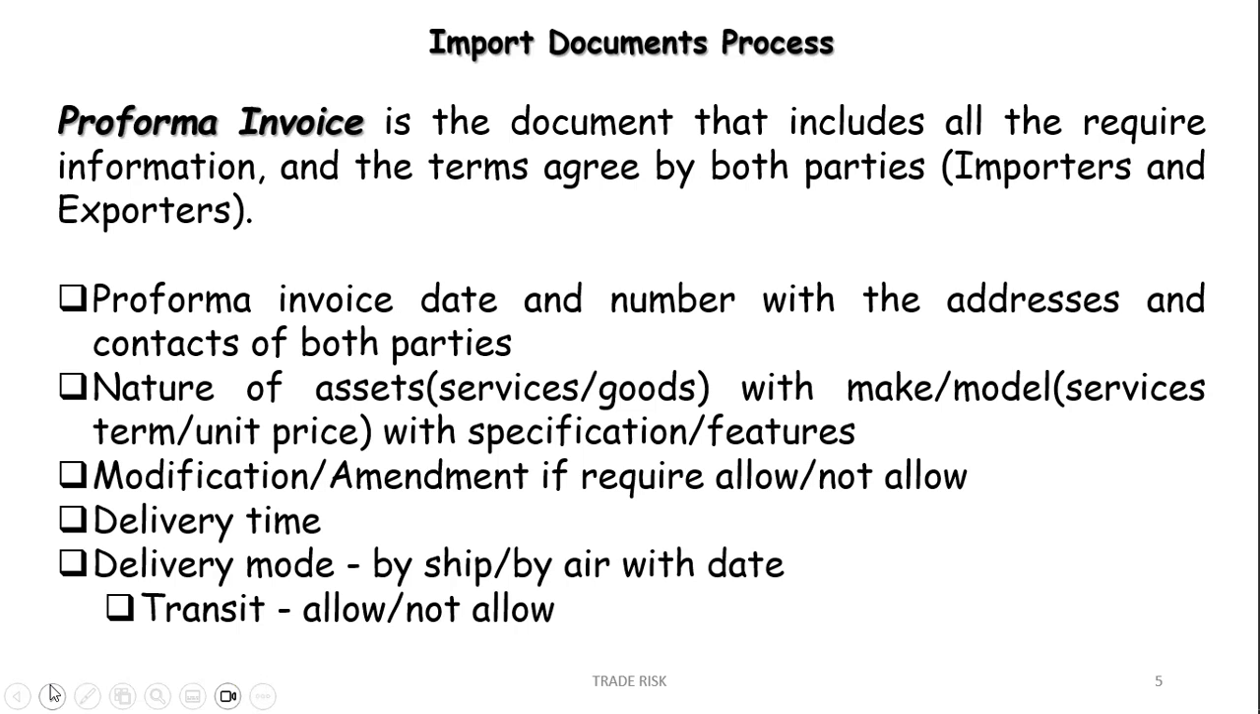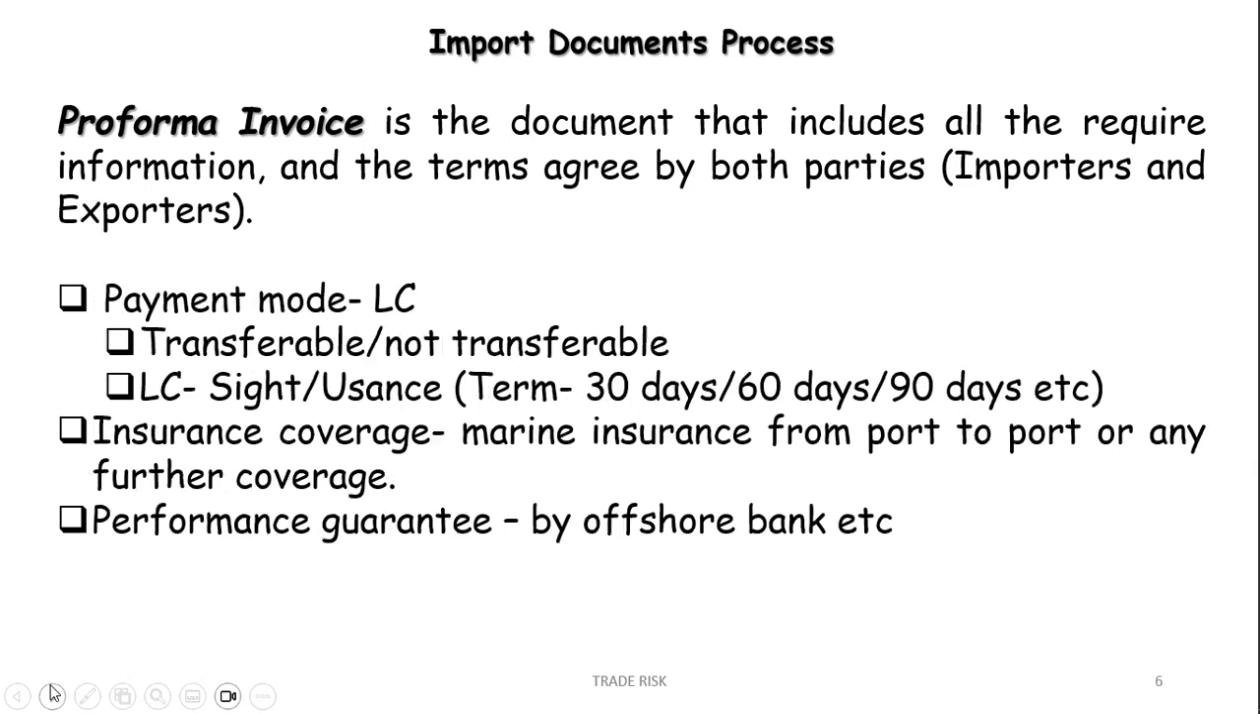It's very important whether you can change the goods within transit, coming from one country to another. It's allowed or not allowed. Payment mode, either by letter of credit. In the case of a letter of credit, is it transferable or not transferable? Is it a sight LC or a usance LC with a term of 30 days, 60 days, 90 days, etc.?